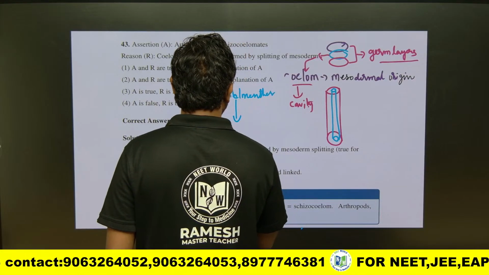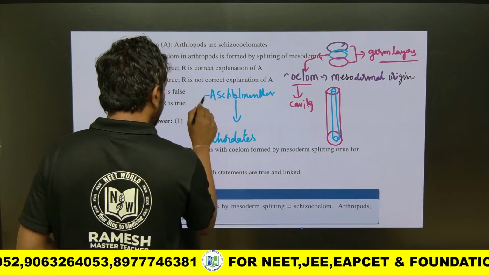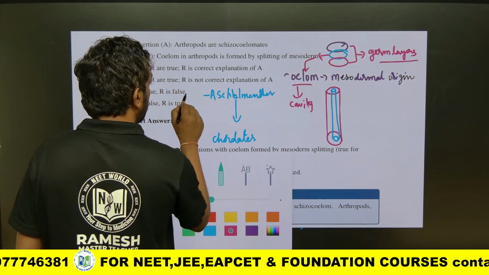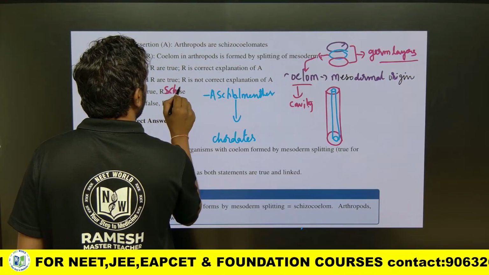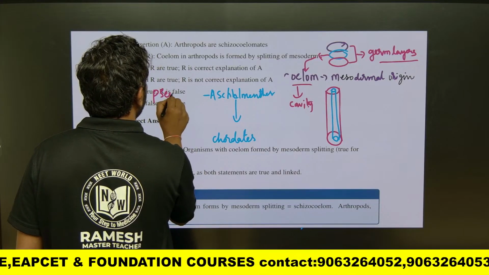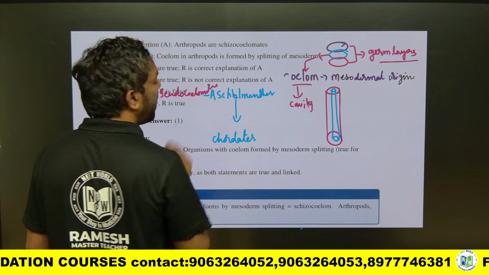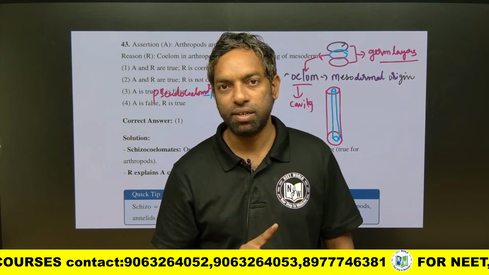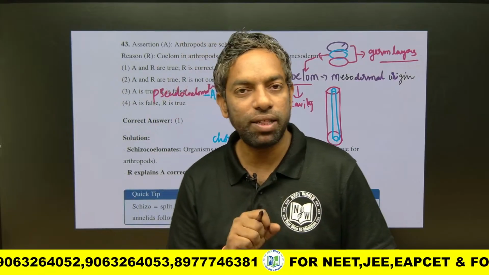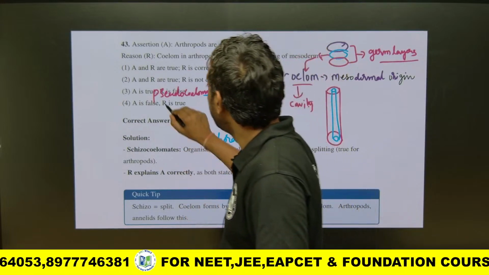Chordate. Aschelminthes is cytocoelomate? No. It is pseudocoelomate. Aschelminthes are pseudocoelomates. Pseudo means false. False coelom means there is no true body cavity; instead there is a tissue covered in the mesoderm. There is a body cavity which is covered by tissue, that is pseudocoelomates.